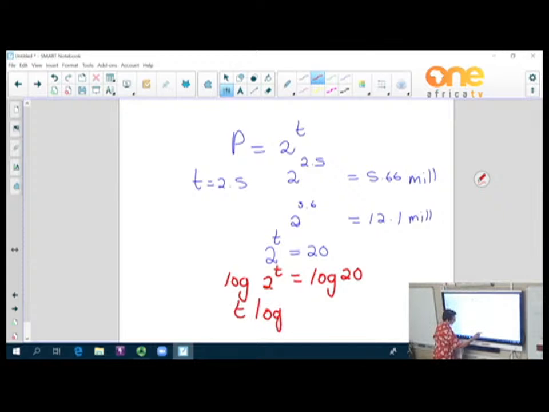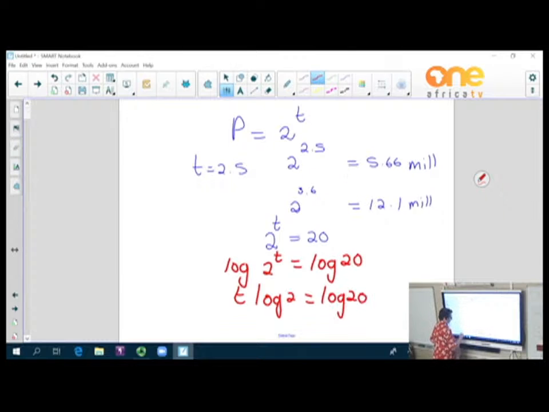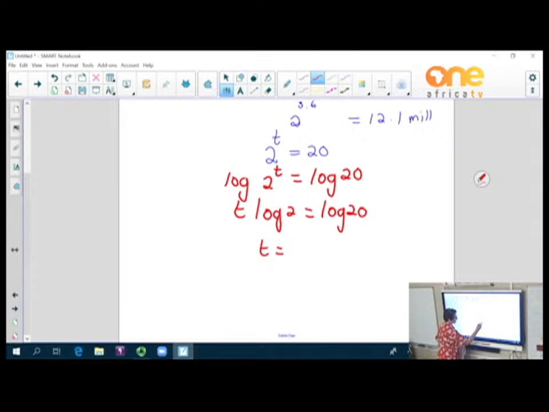So t log 2 is equal to log 20. And to get the value of t now, we're going to say that t is equal to log 20 divided by log 2. Log 20 divided by log 2. And if you do this sum, I got 4.32 days. So after 4.32 days, it's going to be 20 million. That's how it will grow. And we keep on saying this is why it grows so rapidly, because it's exponential graphs that we have now here.